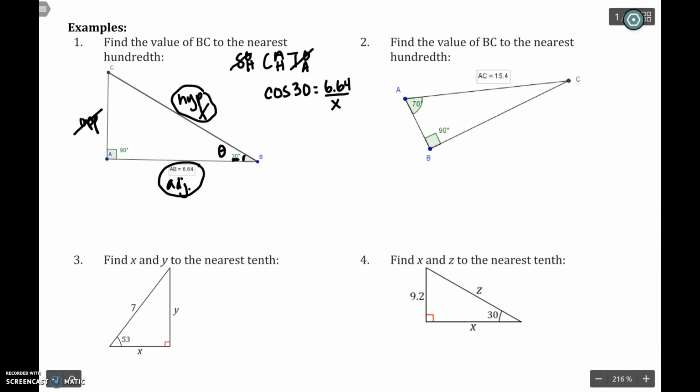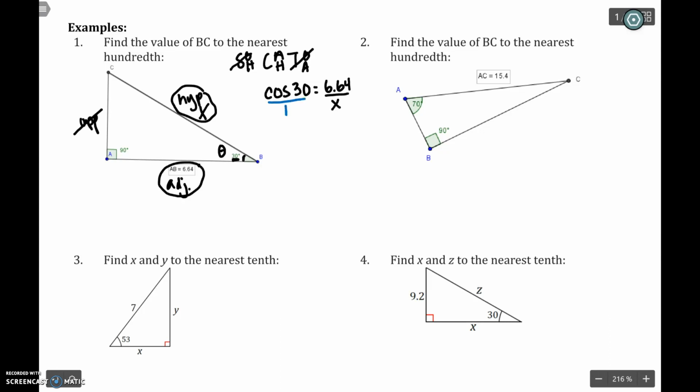Now, unlike yesterday's lesson where we had to find the angle, so we had to separate cosine away, the letter x is not attached to cosine this time. So we're not trying to do an inverse. What we are trying to do is get that letter x all by itself. We're trying to isolate the variable. So the way that we do that is we cross multiply.